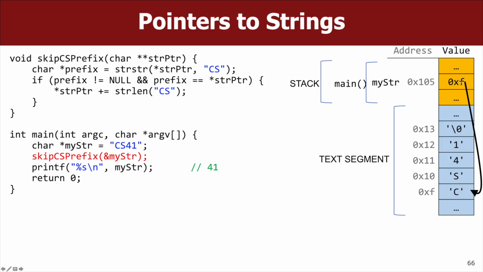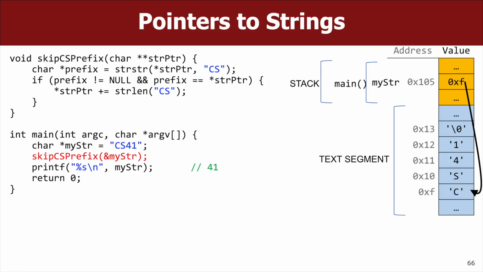If we just passed myStir as a parameter here, we would pass 0xf into the function right here. Instead, what we want to do is pass the address of myStir, which is 0x105, so that this function up here knows where to make the modification. So that's exactly what we're going to do.